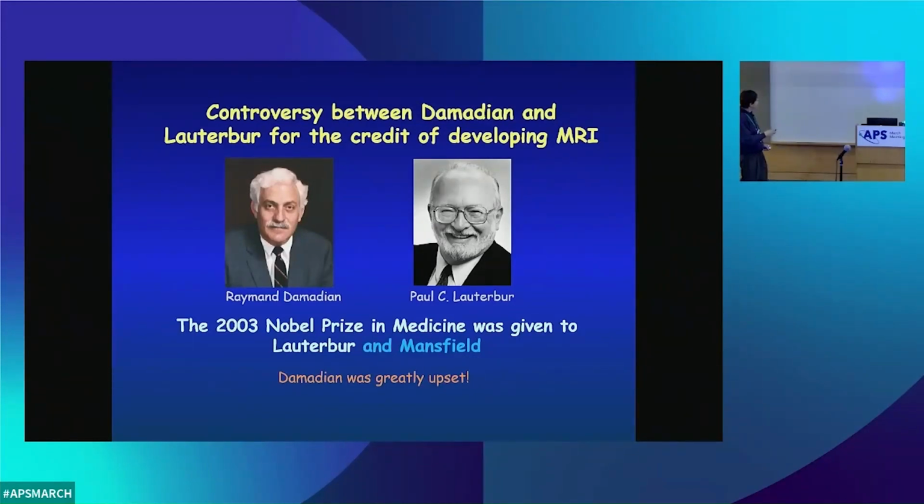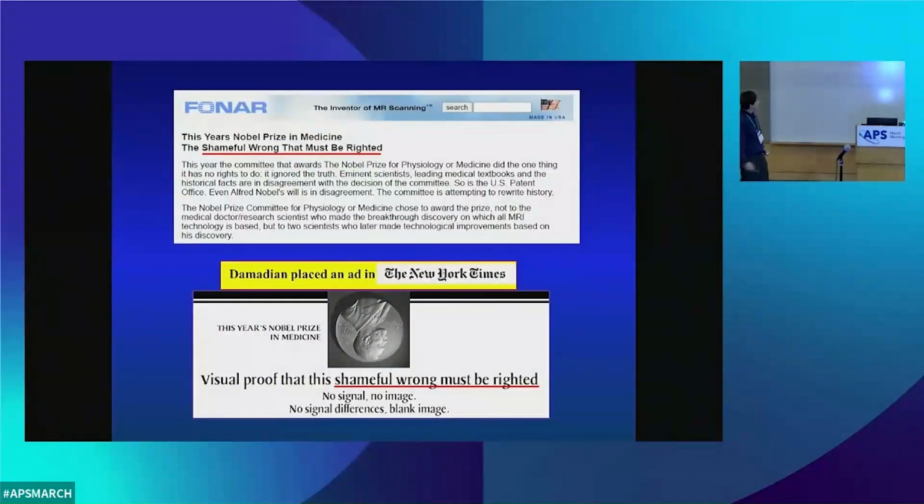But the situation got worse in 2003, when the Nobel Prize in medicine was given to Lauterbach, but not to Deranian. So Deranian was very upset. He built a company called Fauna, and on the web page you can still see it. I think today he thinks it was shameful that the Nobel Prize excluded him. In fact, he placed a full-page ad in the New York Times, and this is the title of the ad. He said, well, this is the proof that the shameful wrong must be right, and then he goes on with a lot more detail, saying why he is the one who deserved being the inventor of MRI imaging for medical use and not the other.